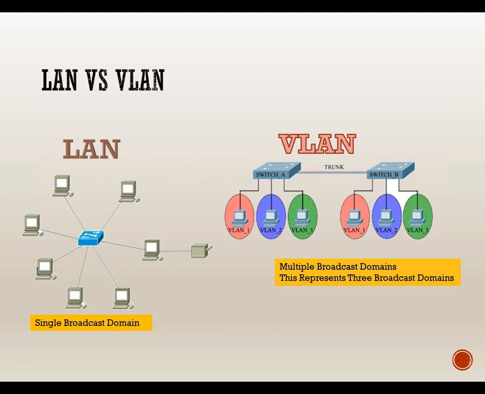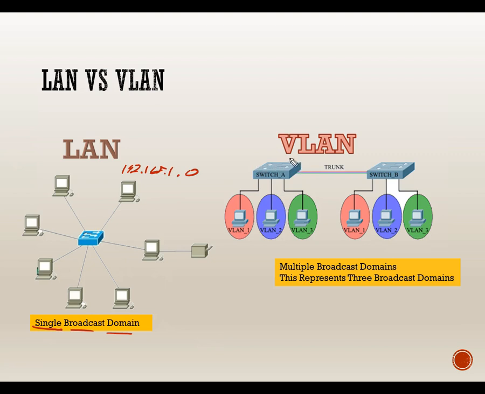So a LAN versus a VLAN. A LAN is just a physical construct. So we have our switch here, and we have maybe a 192.168.1.0 network. Everything in here would have a 192.168.1 address. So it would be a local area network, a single broadcast domain. We've talked about broadcast domains. They're based upon the network address, the network that we have.